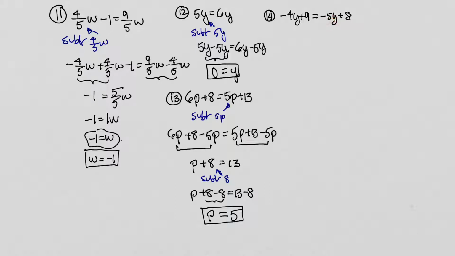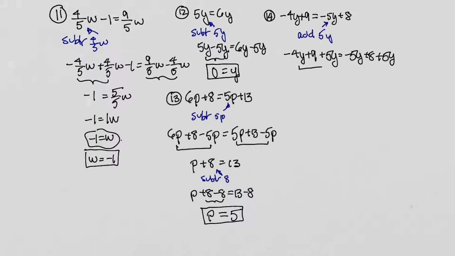It's negative 5y, so the plan will be to add 5y, right? We're going to add 5y. So let's see what that looks like. Negative 4y plus 9. Now add that 5y equals negative 5y plus 8, and then add in that 5y.